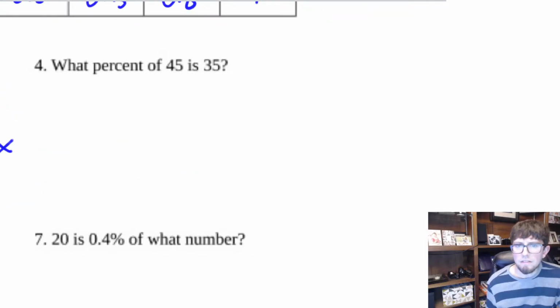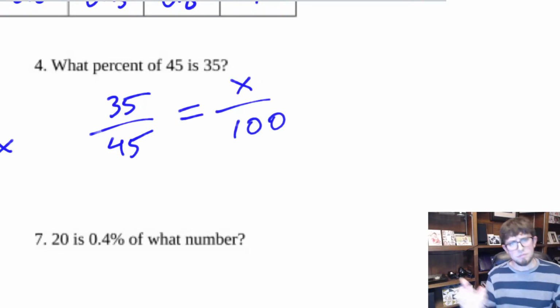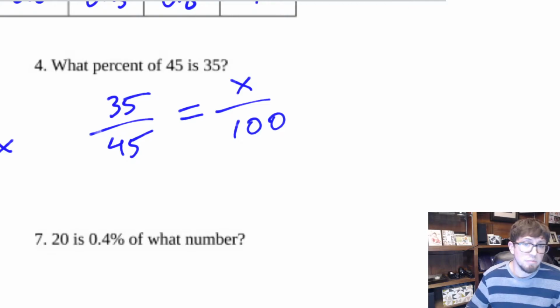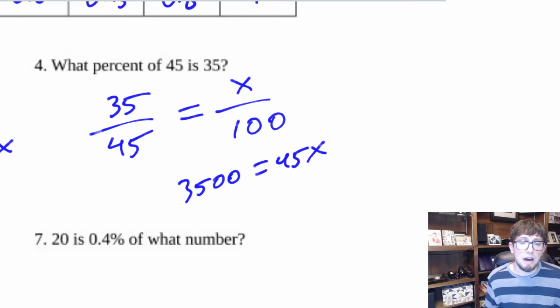What percent of 45 is 35? What they're really asking you to do is take 35 over 45 and set that equal to some number out of 100. So what we can do is take 35 divided by 45 and multiply by 100. That's probably the most common way. Or you can cross multiply and you have 3500 is equal to 45x. And if you divide 3500 by 45, you get 77.7 repeating.